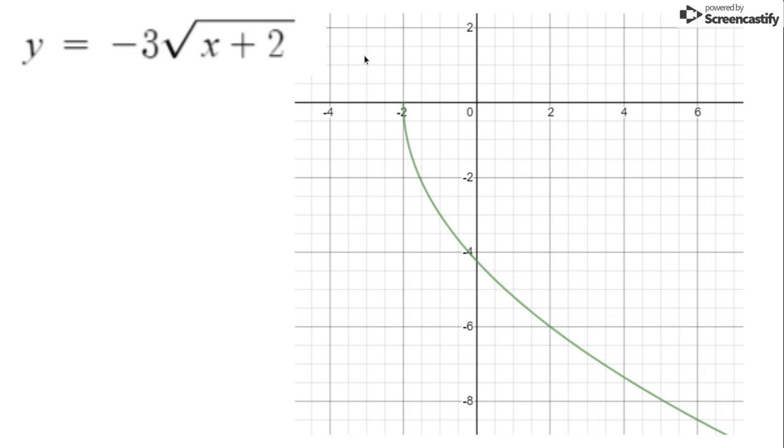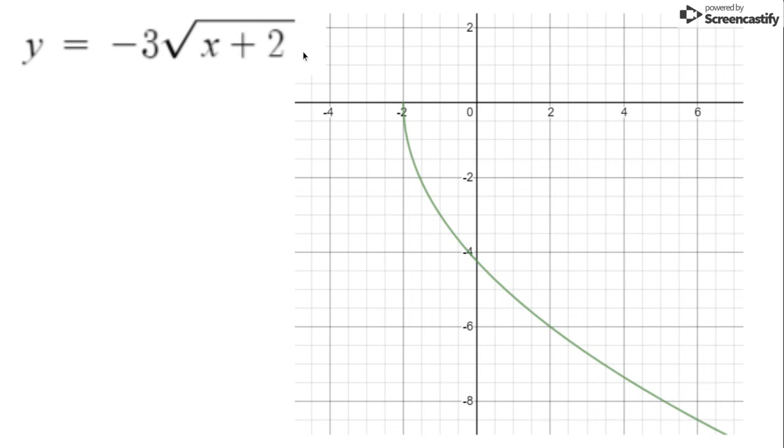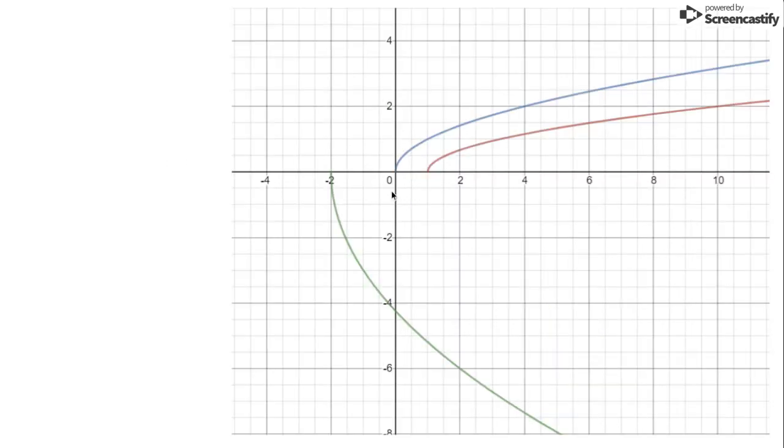Here's the -1. It flipped over. It's in the negatives. It's going downwards like this, but then it's kind of swooping over this way. And it's also moved over -2 because of this +2, switching its sign to -2. If we look at all of these square root function families together, we can make some generalizations about the domain and the range.